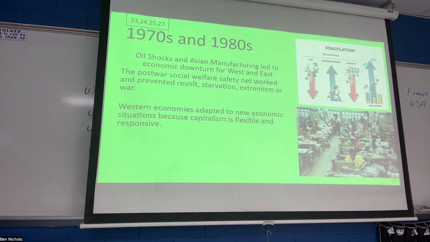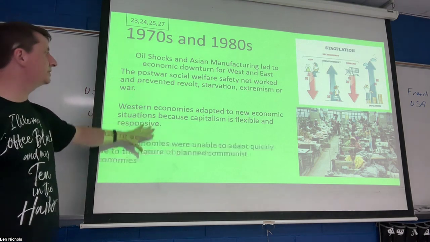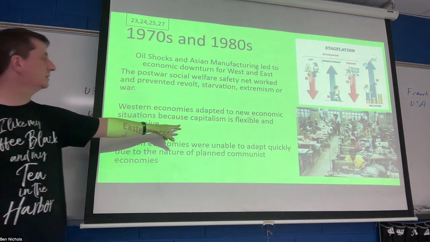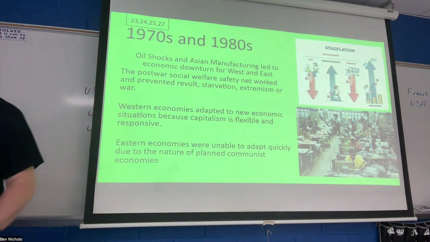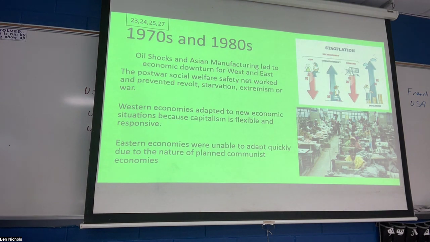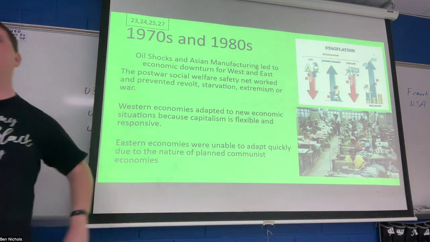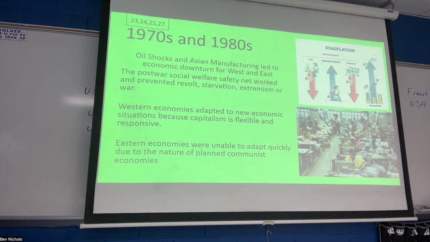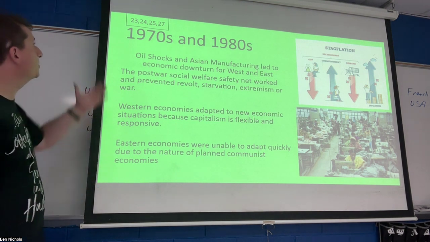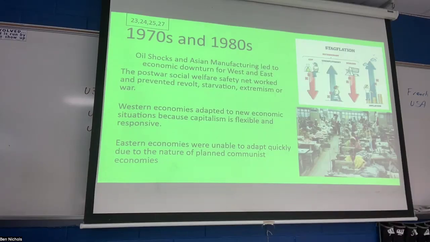In the West, we see flexibility. Capitalism is flexible and responsive, and it was able to adjust to the new situation. In the East, because it's a planned communist economy, it largely was unable to adjust. And so for number 27, what changes was the Soviet Union able to make? They weren't. They couldn't, because communism, right?